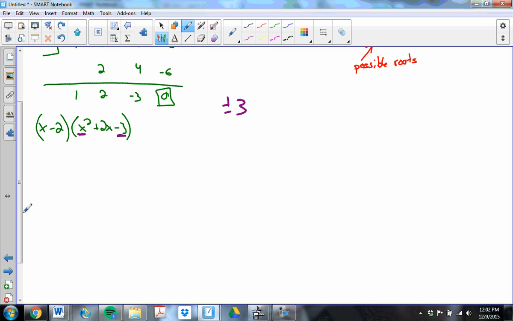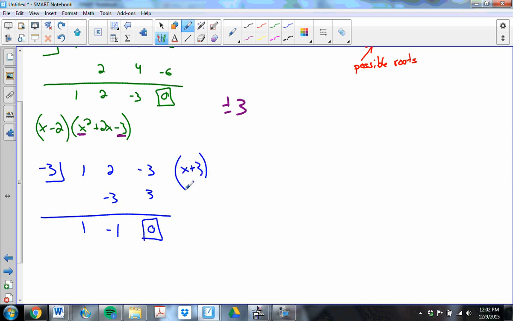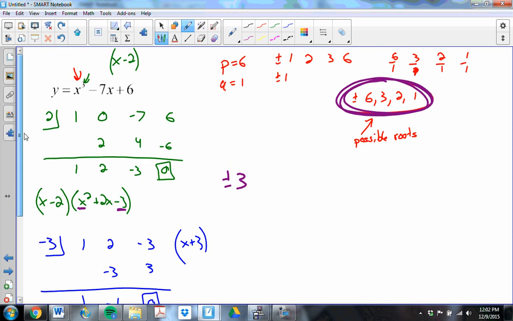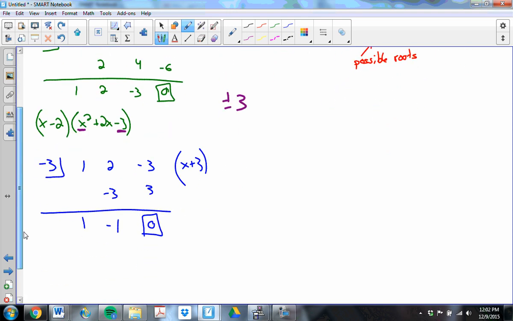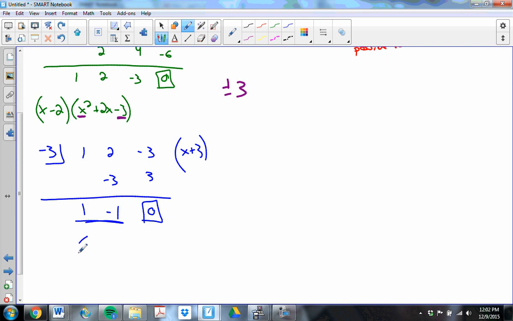So I'm going to do -3 into 1, 2, -3. 1, -3, I add these up, I get -1, I multiply, I get 3, I add these up and I get 0. Ha, I got that one right also. So this means that x plus 3 is a factor. So far I've had factors of x plus 3 and x minus 2. And this last one is x minus 1.